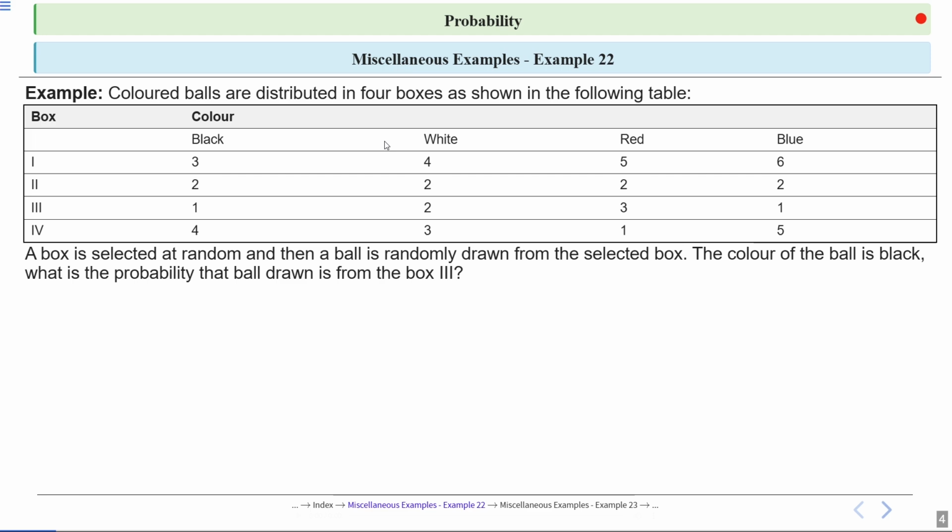Colored balls are distributed in 4 boxes as shown in the following table. Look at the table very carefully. A box is selected at random, and then a ball is randomly drawn from the selected box. The color of the ball is black. What is the probability that the ball drawn is from box 3? First of all, think about the probability that it came from box 3. Try it yourself first and then see the solution.